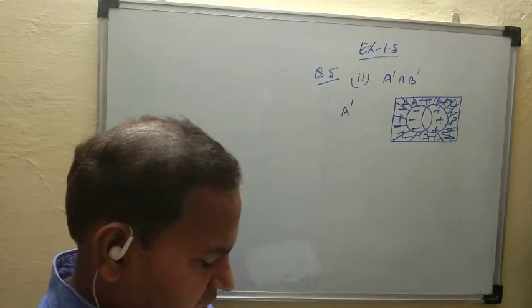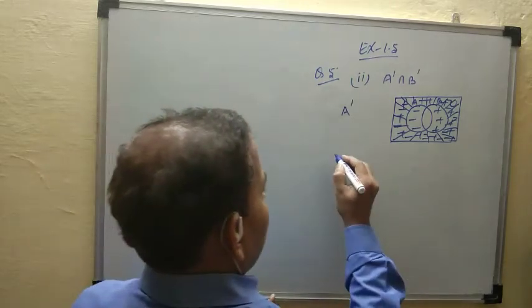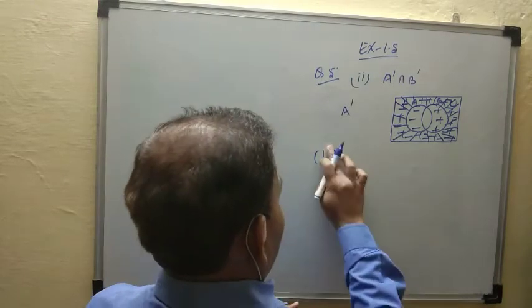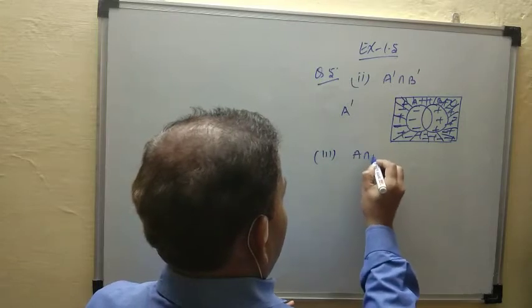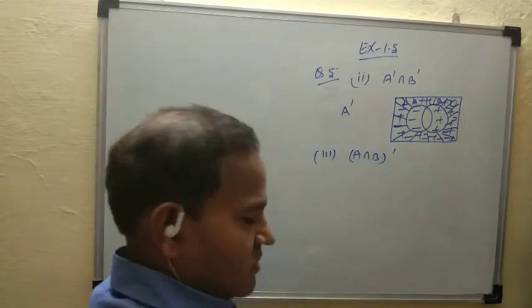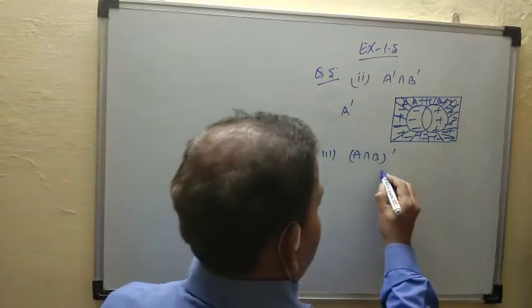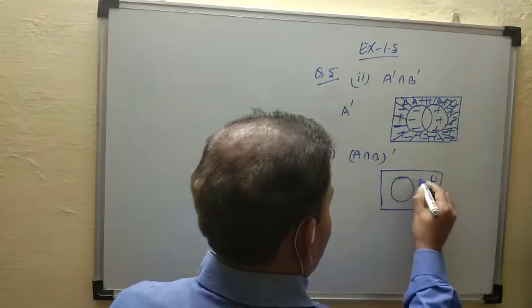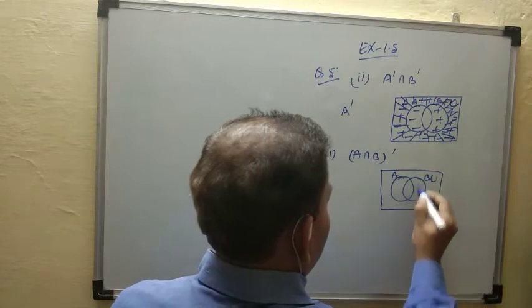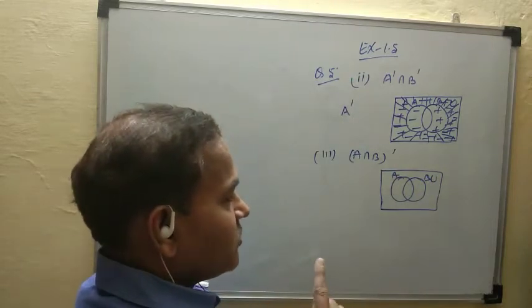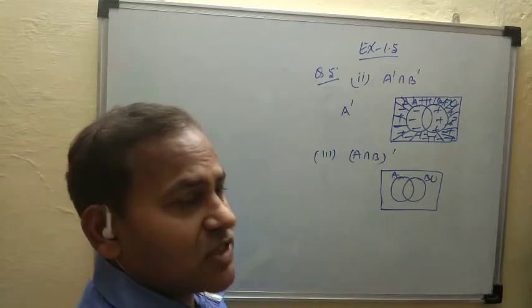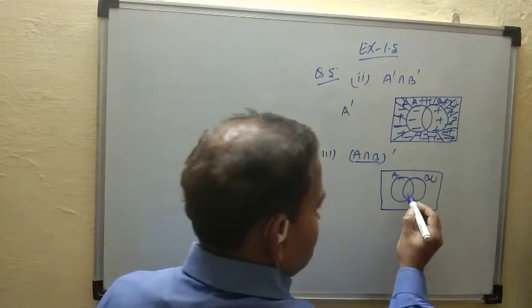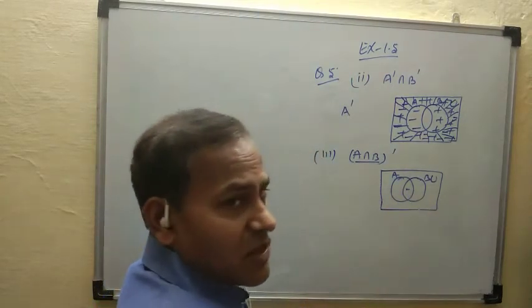Similarly, next is the Venn diagram of the third part, A intersection B whole dash. First draw a rectangle for the universal set, then draw two sets A and B. Now check what the part of A intersection B is. A intersection B means the common part between A and B. So this part is the common between A and B.